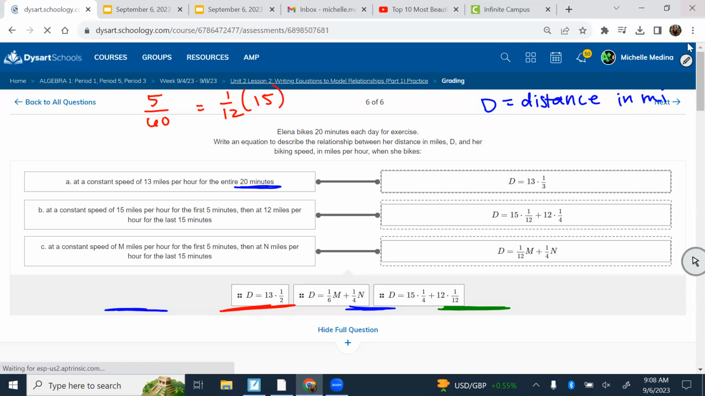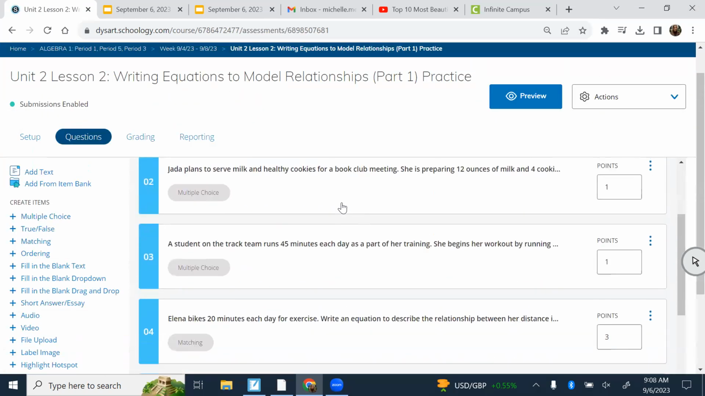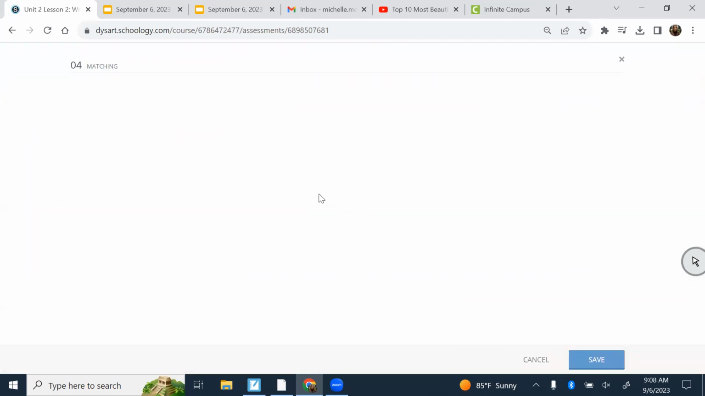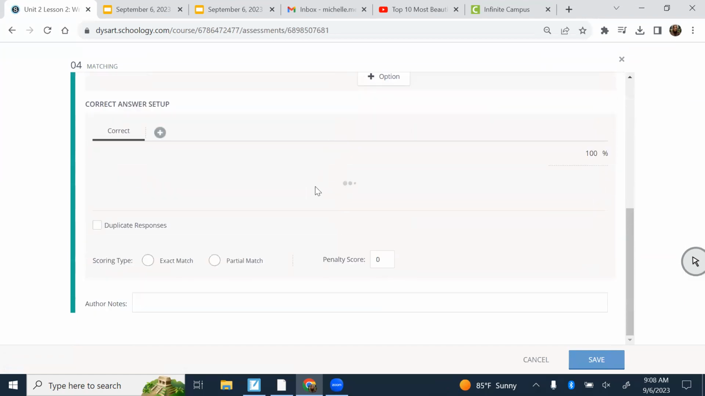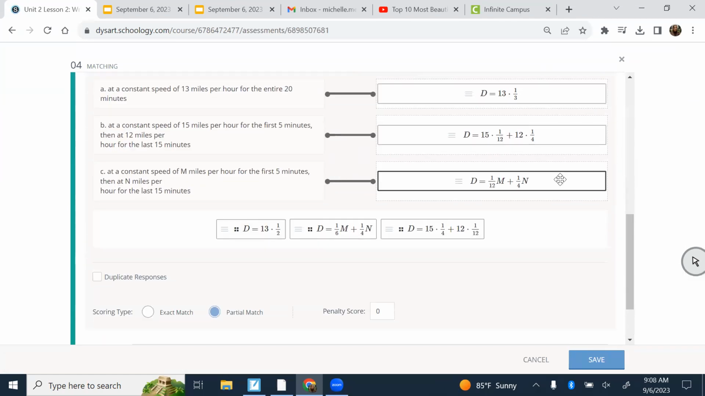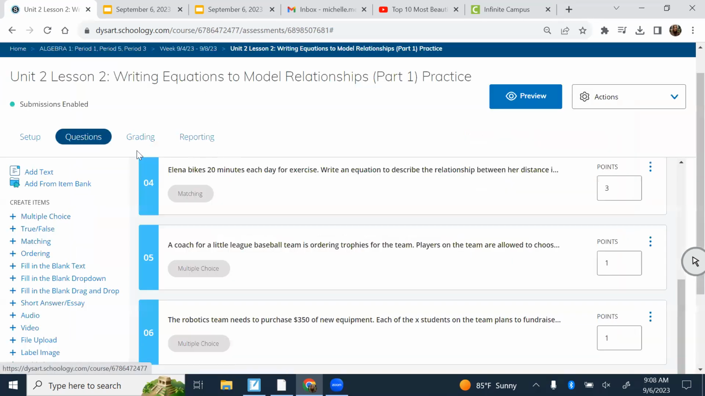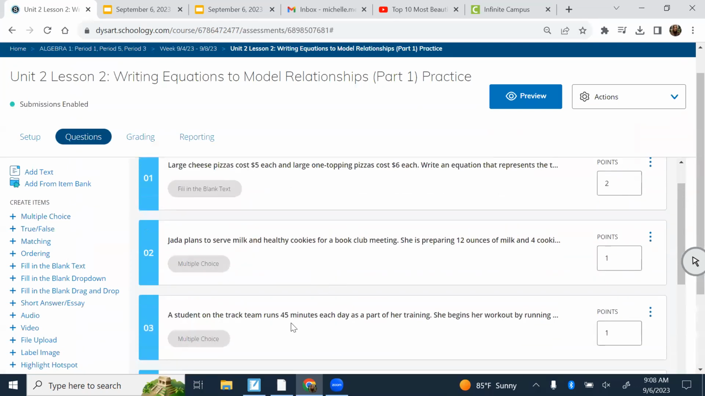Okay, so questions. Okay, yeah, and it's what we said. All right, so other questions from this practice? Faith? The student on something, on the track team, okay.